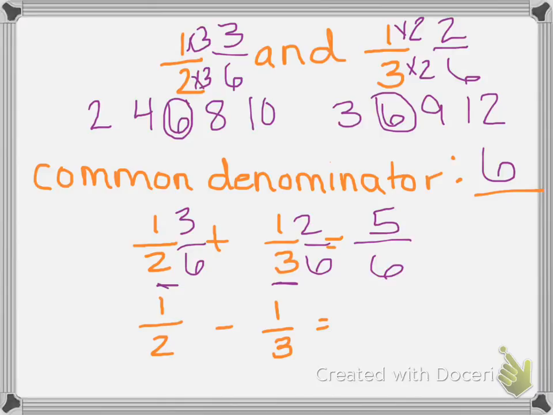Again, to subtract, we have 1/2 minus 1/3. Since they are different denominators, we have to use our common denominator. So again, 3/6 minus 2/6. Our denominator stays the same. 3 minus 2 is 1. So our answer is 1/6.